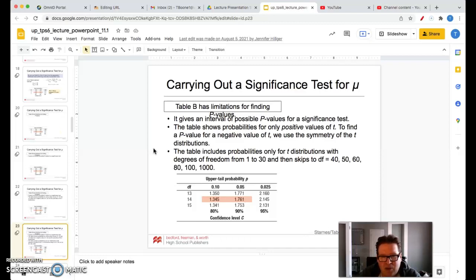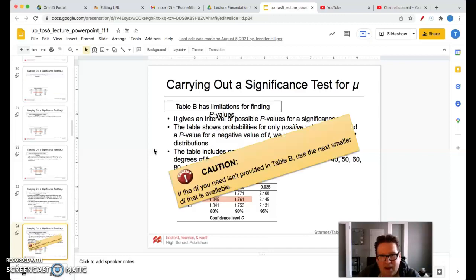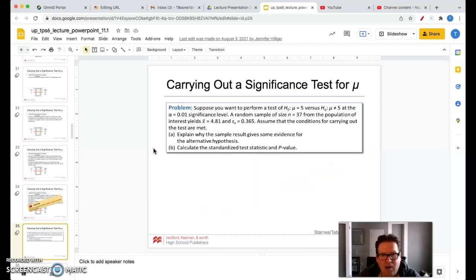Now, the table includes probabilities for degrees of freedom from 1 to 30, but then skips to 40, 50, 60, 80, 100, 1,000. So we're losing some precision here. If you're using the table and the degrees of freedom you're looking for isn't on the table, use the next smaller one. Don't go up, go down is the rule of thumb.